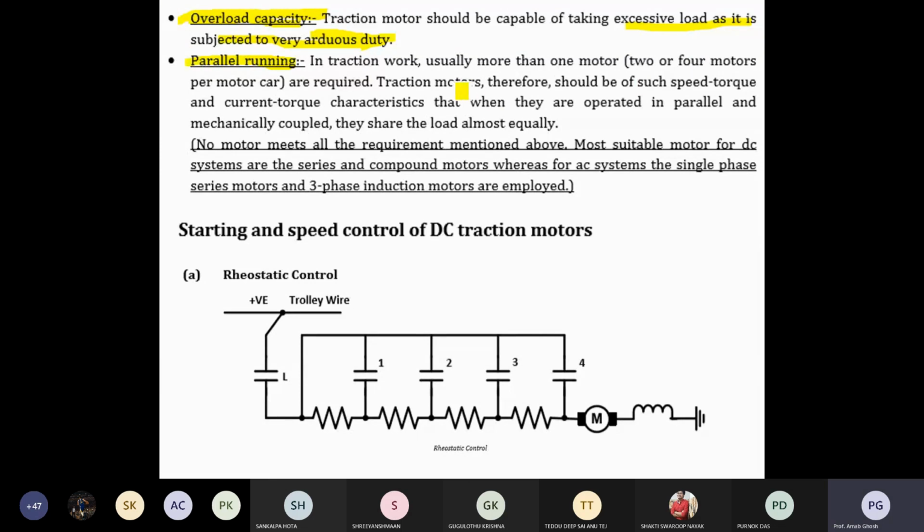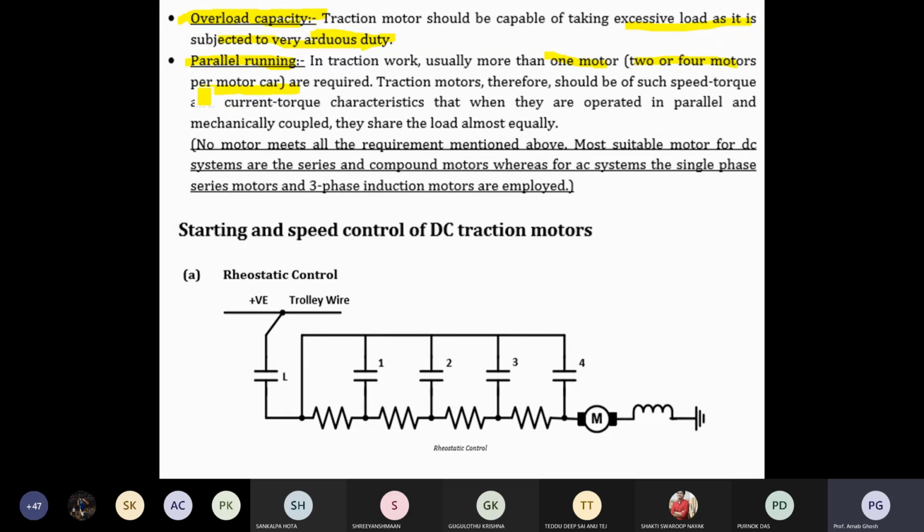So in traction work, there is usually more than one motor, 2 or 4 motors per motor car. As I told you in the very initial classes, one motor coach has sometimes 6 motors, sometimes 4 motors. In a normal EMU we use 4 motors. You can get this from the number of wheels. If an EMU is passing in front of you while you are standing in a railway station, you can see how many wheels there are in the motor coach.